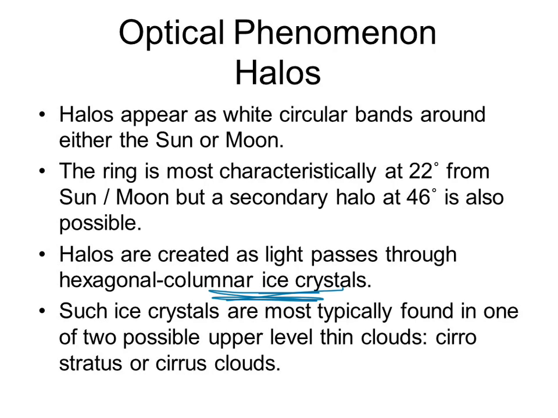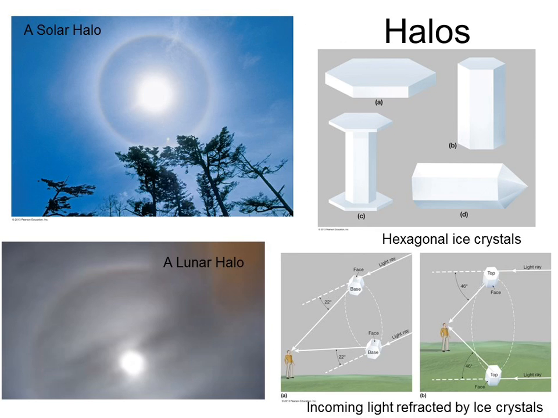And so you're looking for a cloud that has ice crystals, so it's probably upper elevation, and something nice and wispy. So cirrus clouds or cirrostratus clouds would be great for creating this effect. So here are a couple of halos. There's a halo around the sun, there's a halo around the moon, and you can see a tinge of color to them.